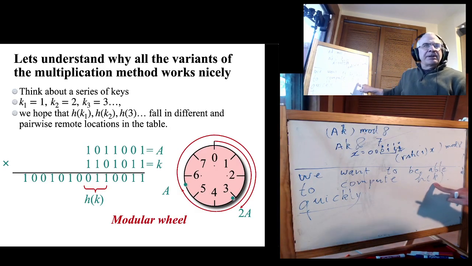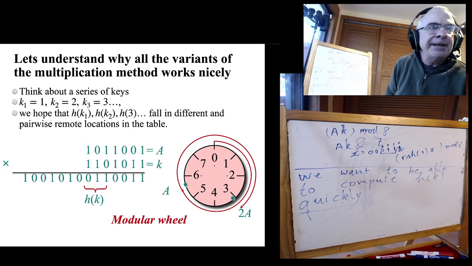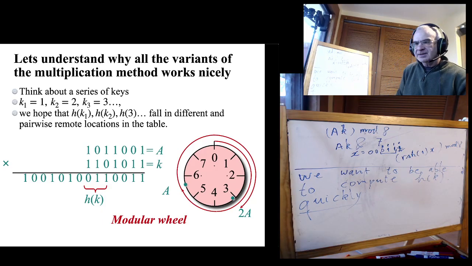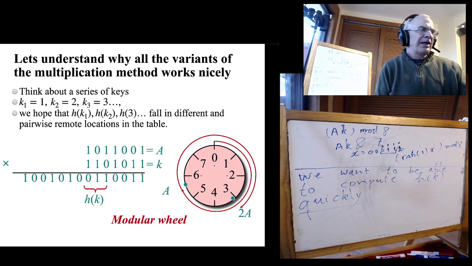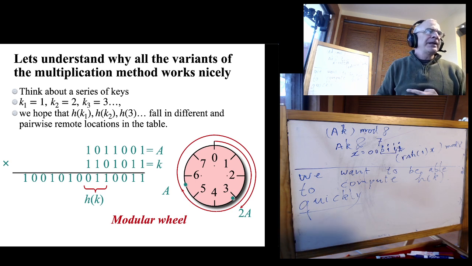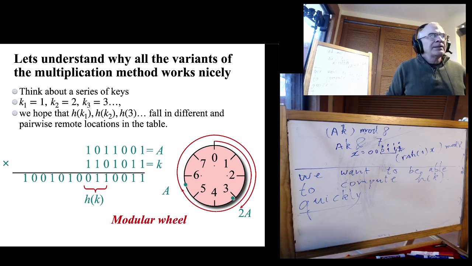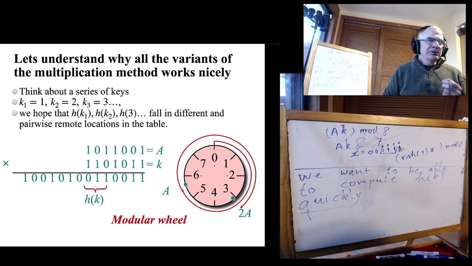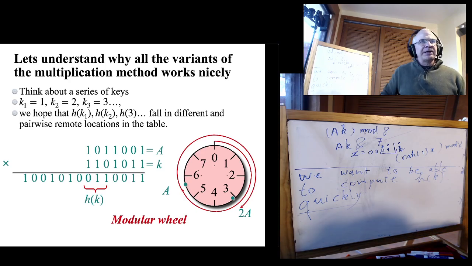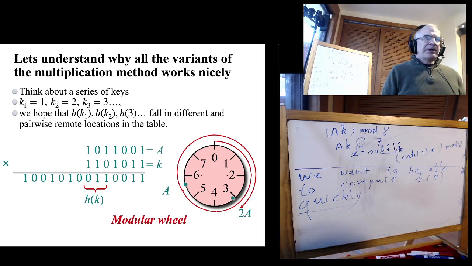I want to be able to compute h of k quickly. It's not something that I need to spend a lot of time doing. It's something that I am doing for a lot of keys and shouldn't slow down my algorithm. Right.